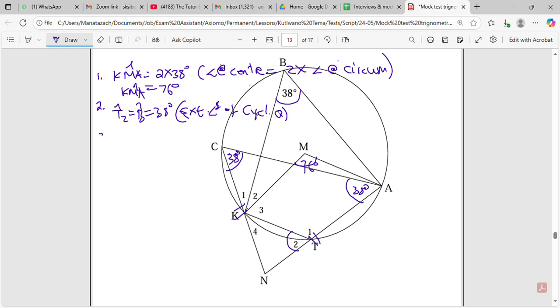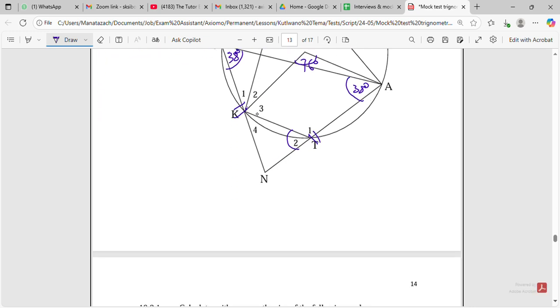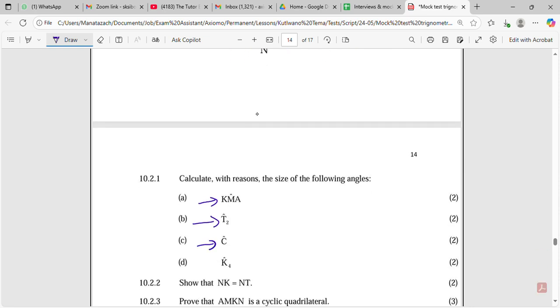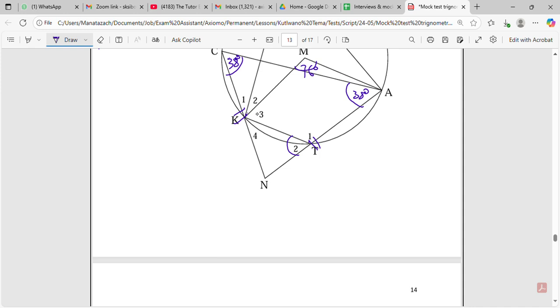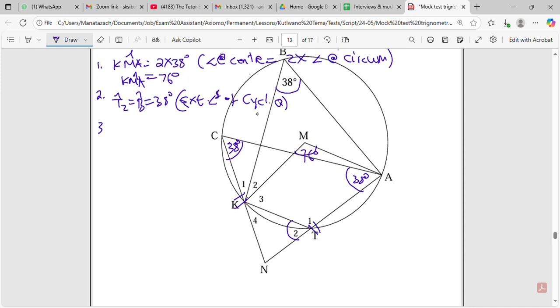Now let's go for question 3. We're looking for angle C. Angle C, you've already said is 38. Remember the reason? We said angle C is equal to angle B because those are angles on the same segment, which is segment KA. Again, just write out here the reason is angles on same segment. And that is it.